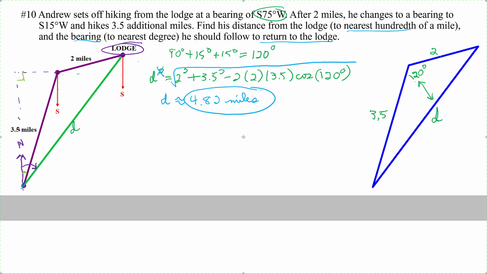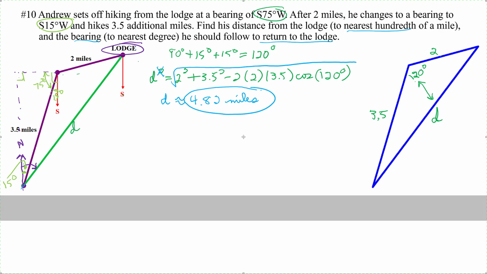And I happen to know that this angle right here is 15 degrees from in the beginning when Andrew went south at a bearing of 15 degrees west. That gives me this little angle. And so if this angle is 15 degrees, together these two angles make 90 degrees. This angle here is going to have to be 75 degrees, which means that my angle I'm looking for here is going to be 90 degrees minus 75 degrees. This angle right here would be 15 degrees.